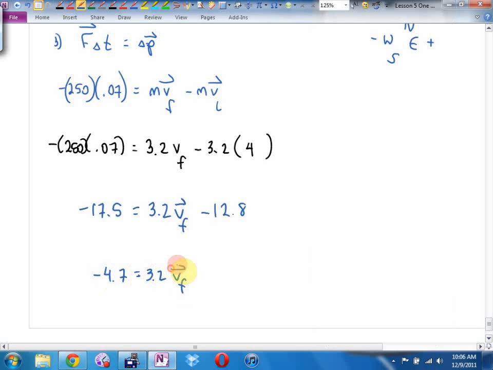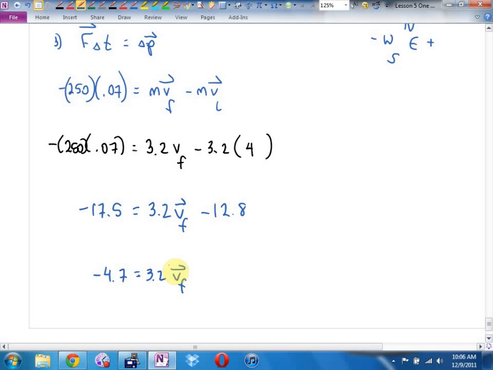equals 3.2 V final. Now what, Jeanette? You're going to get a negative. What's the negative velocity telling you? Direction is? Ah, you know what? It hit the wall and bounced off the wall. Its final velocity must have been to the west, whatever the force. And the force that hit it, I'm assuming it's a wall or head-on collision, was enough to not only stop it, but to send it backwards, negative. Is that okay?